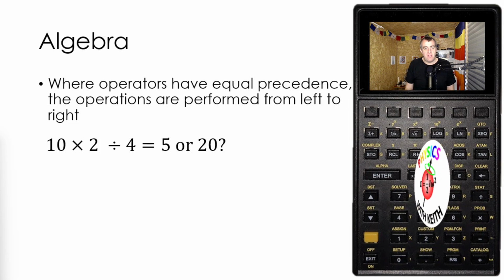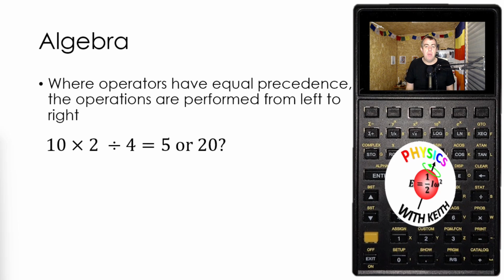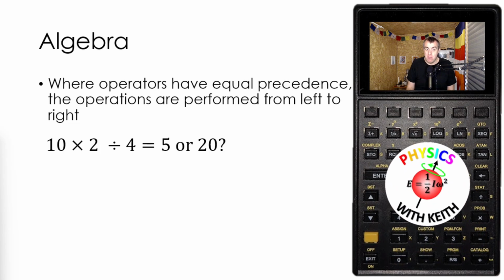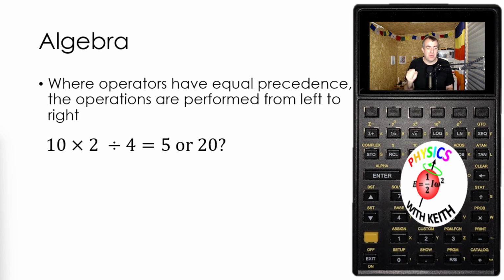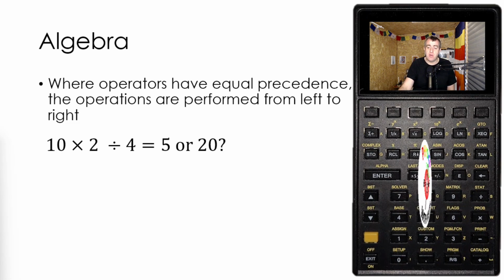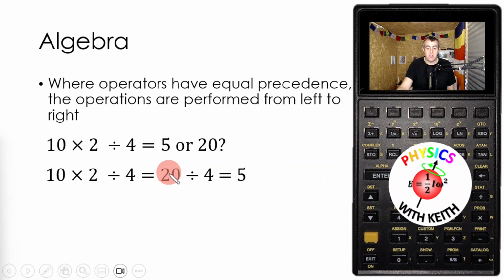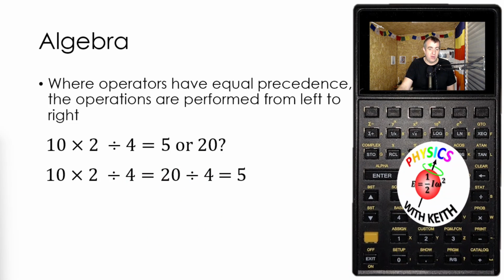But in this situation, because multiplication and division have the same priority, it's not a case of multiplication comes first or division. You know, if you do PEMDAS, the M comes before the D. But if you do PEDMAS, the D comes before the M. So you're going to get people saying, well, you should do division first or you should do multiplication first. No, they're the same priority. So where you have two operators of equal precedence, you work from left to right. So first of all, we're going to do 10 times 2, which is 20. Then we're going to divide it by 4 to get 5.